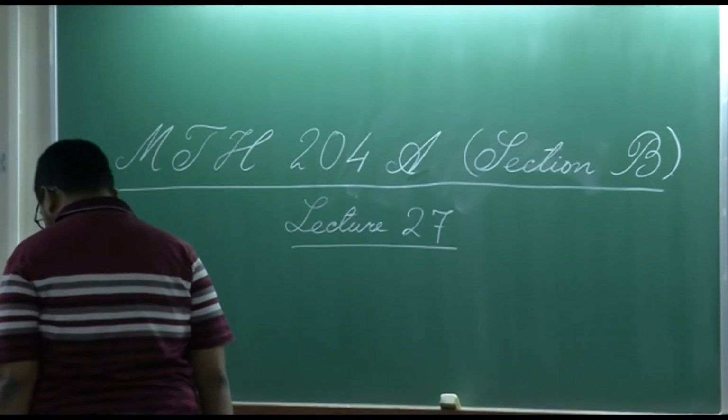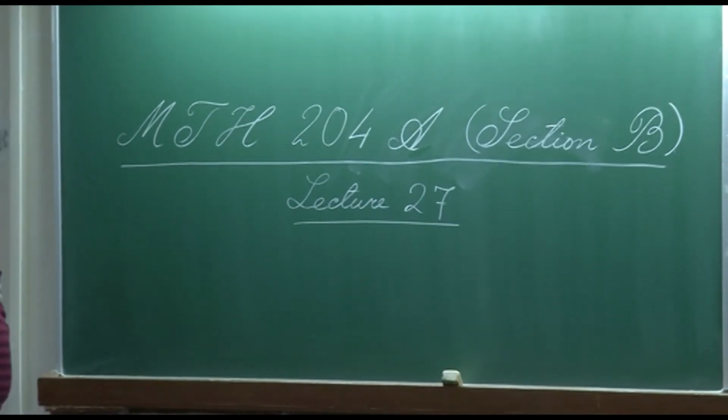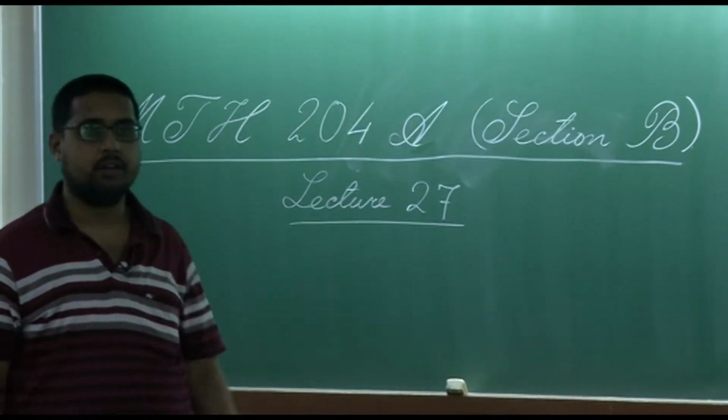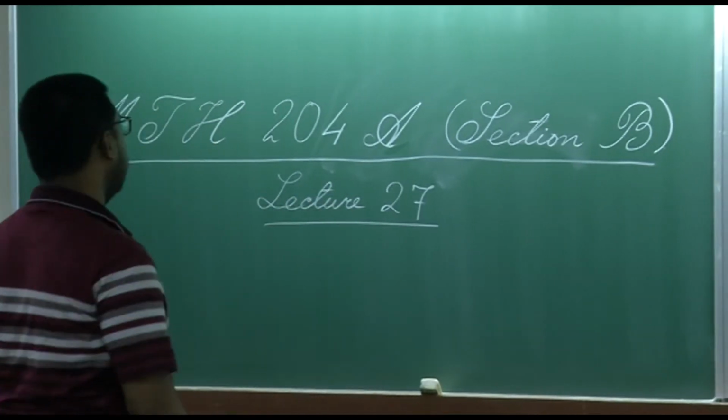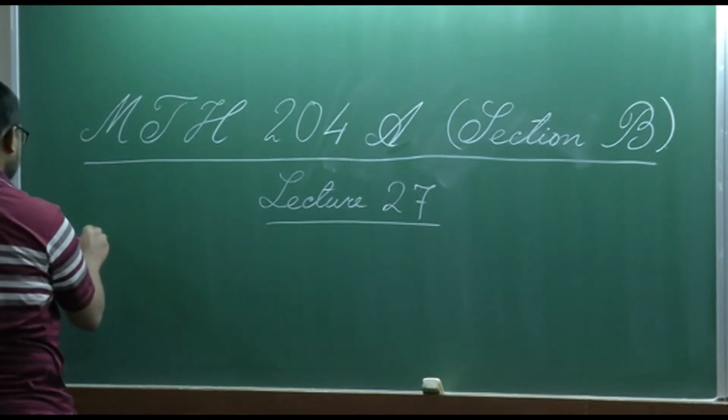This is the 27th lecture of the course MTH 204A, first section B. Recall that in the last lecture we were talking about maximal ideals and prime ideals. So, let me just recall for you.